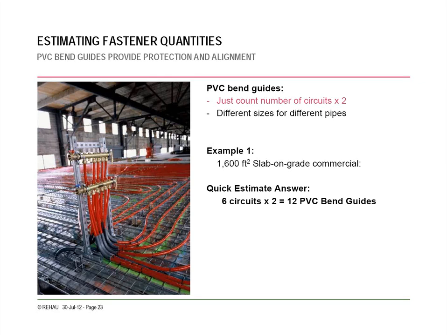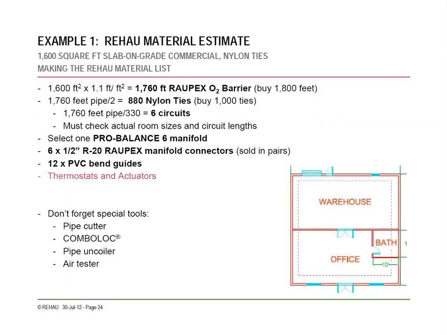The next thing you want to calculate is the pipe bends. These are essential for going up to a manifold or down, depending on how you're installing them. They also help protect the pipe coming in and out of a slab. Even if you're not using a slab, they're very helpful. There's also metal bracket ones that are available, but the PVC bends are definitely the cheapest and easiest to use. You're going to want one for each supply and return, so you just total up the number of circuits you want and then multiply by 2.